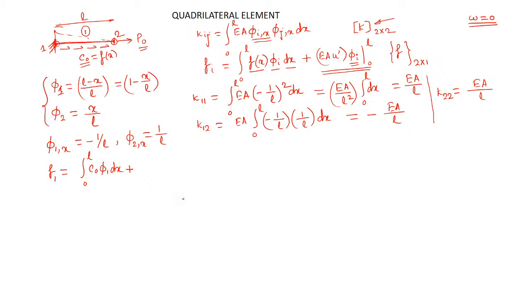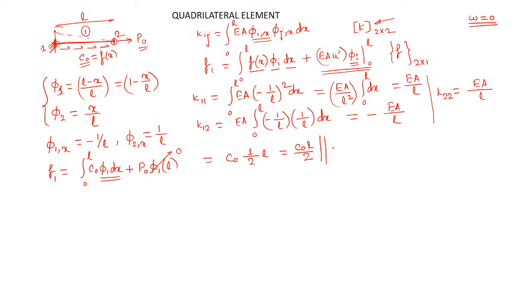So this has been done many a times. This term at L will give us P naught phi 1 at L. But phi 1 at L is 0, so this term vanishes. So what are we having? We are having C naught, which is a constant. The integral of phi 1 dx is basically the area of the triangle, which is half into L because the height is 1. So we get C naught L by 2. Fine, so that is what F1 is.